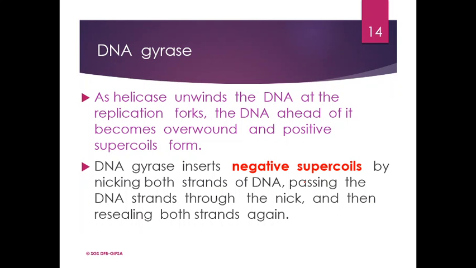DNA gyrase. Next enzyme, DNA gyrase. As helicase unwinds the DNA at the replication fork, the DNA ahead of it becomes overwound and positive supercoils form. DNA gyrase inserts negative supercoiling by nicking both the strands of DNA. Mind you, DNA gyrase is a type of topoisomerase II which nicks both the strands, a double-stranded cut, passes the DNA strand through the nick and then reseals both the strands again.